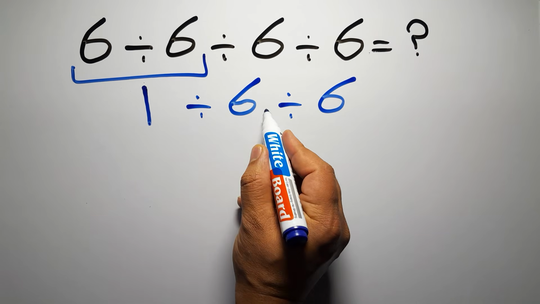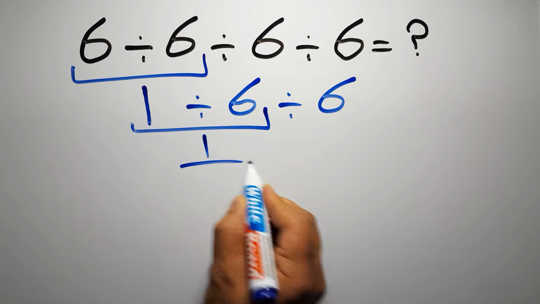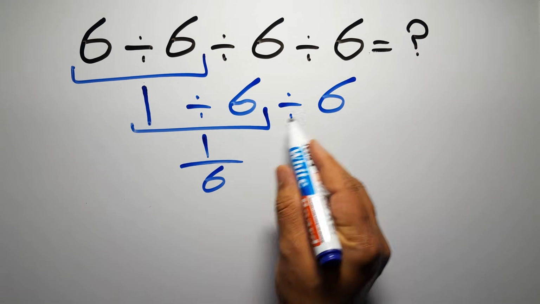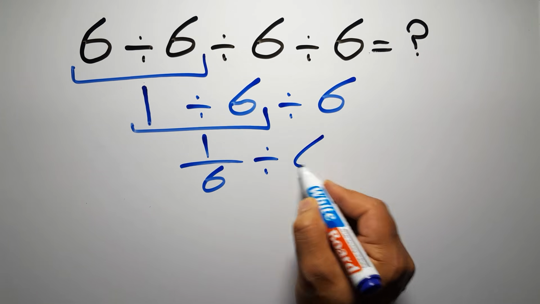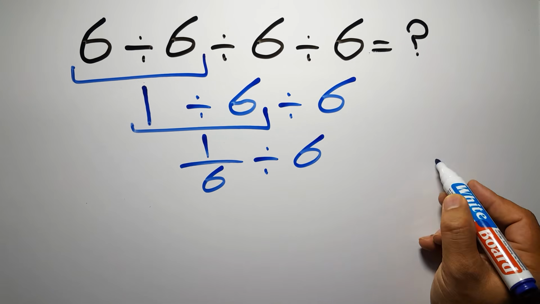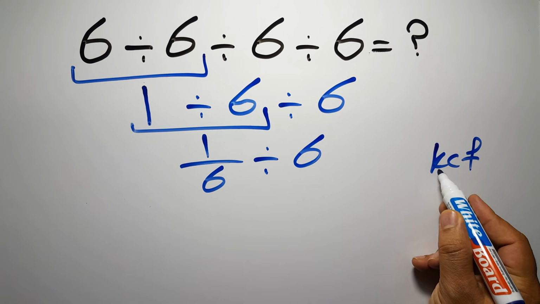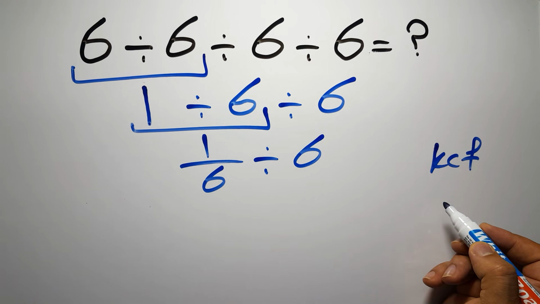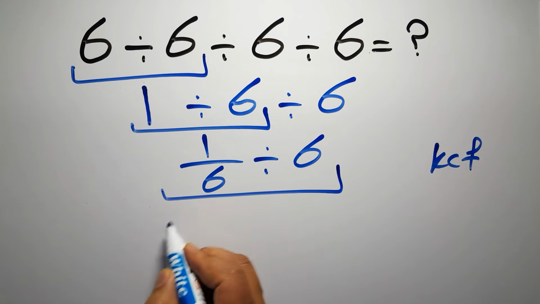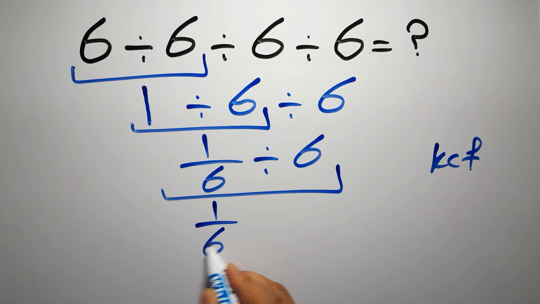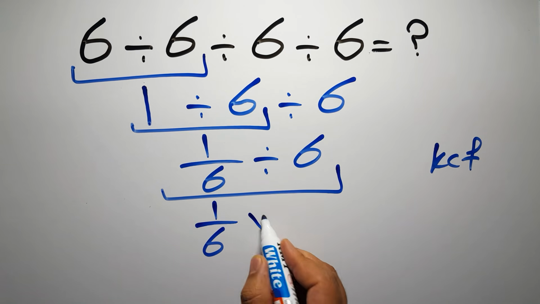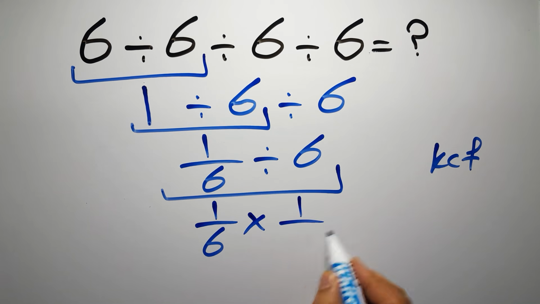1 divided by 6 can be written as 1 over 6. So 1 over 6 then divided by 6. Now according to the KCF rule, K stands for keep, C stands for change, and F stands for flip. We can write keep the first fraction, change division to multiplication, and flip the second fraction.